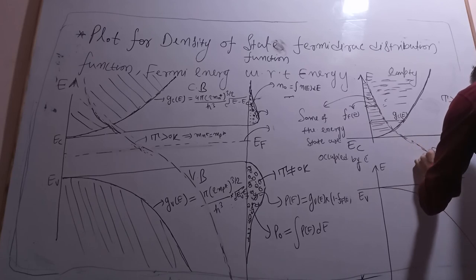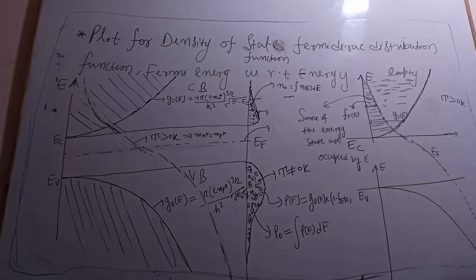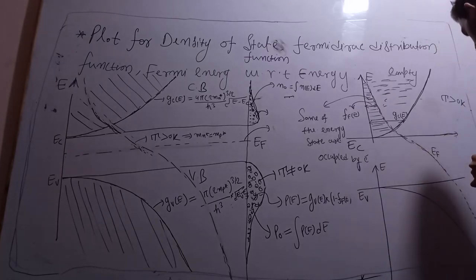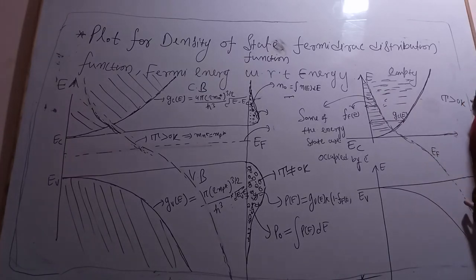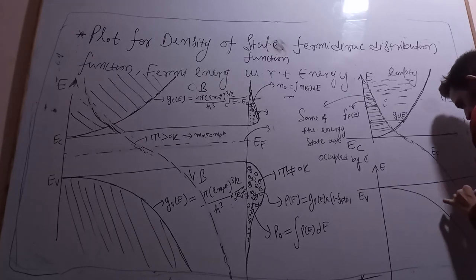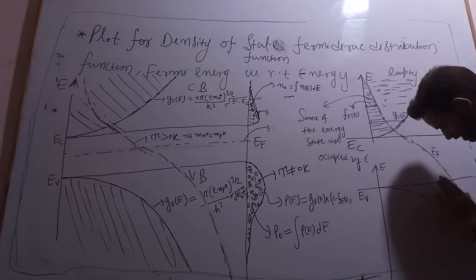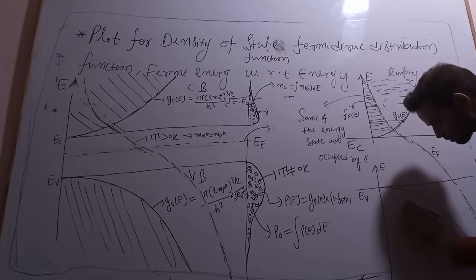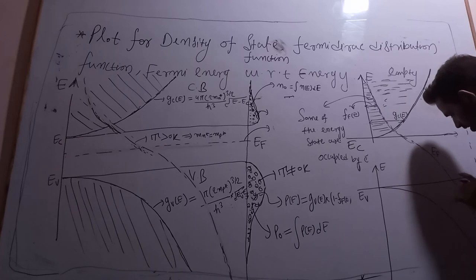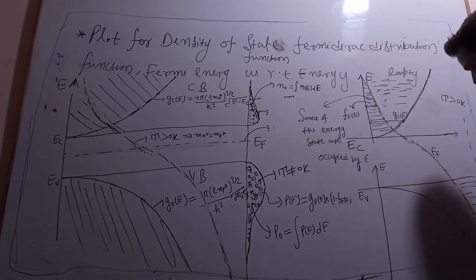Now see here. This is my Fermi energy level, and it is going like this. So what is the indication of this Fermi energy level here? If you observe properly, in case of the valence band, whatever portion is coming below this Fermi energy level, all the energy states there are occupied by electrons. And whatever energy states exist above it are empty of electrons.